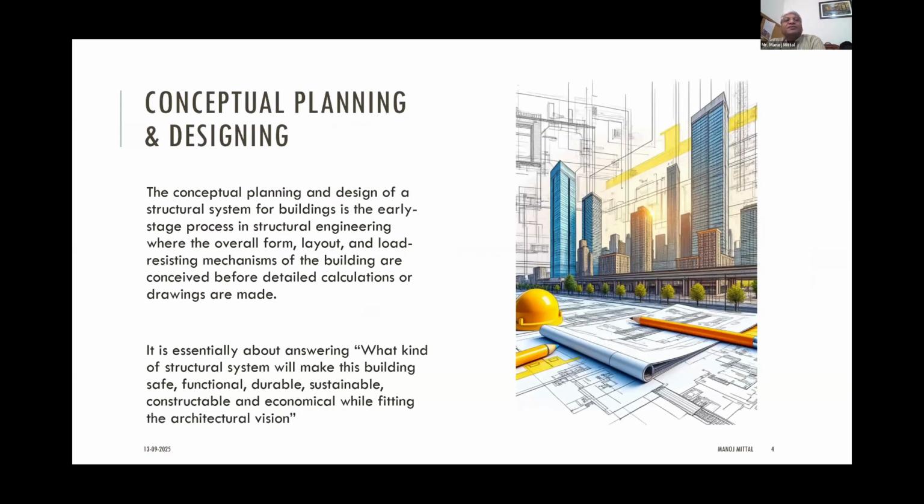Then thereafter, I also discussed conceptual planning and designing. What is conceptual planning? Conceptual planning and design of a structural system for buildings is an early stage process before doing any detailed engineering, where the overall form, layout, and load-resisting mechanisms of the buildings are conceived before detailed calculations or drawings are made. Basically, it is about answering what kind of structural system will make this building safe, functional, durable, sustainable, constructible, and economical while fitting the architectural vision. So this is the scope of conceptual planning and designing.